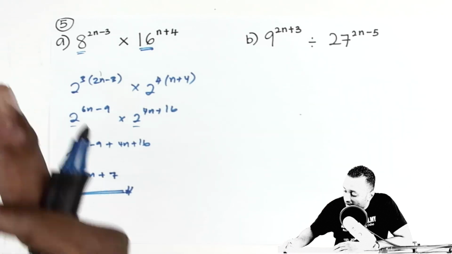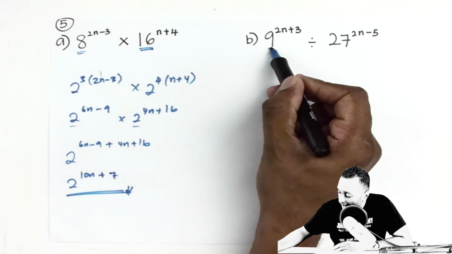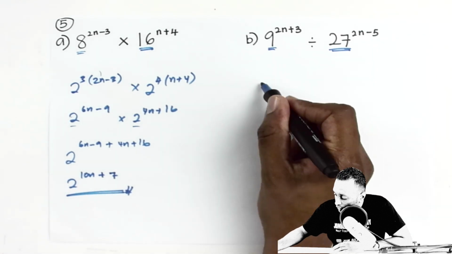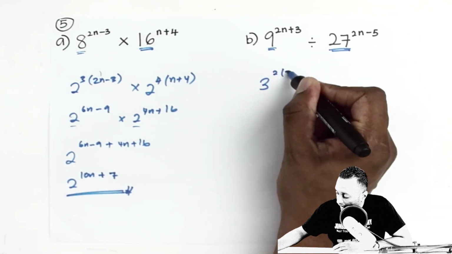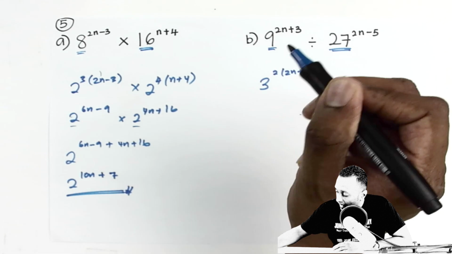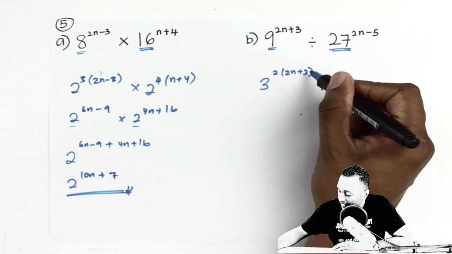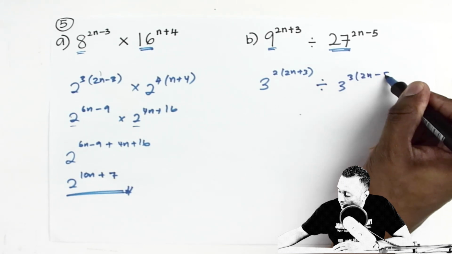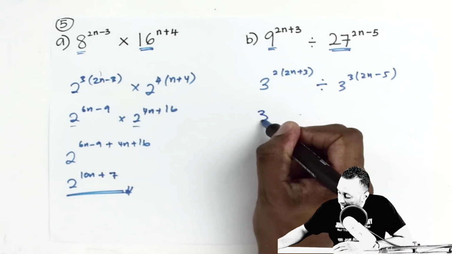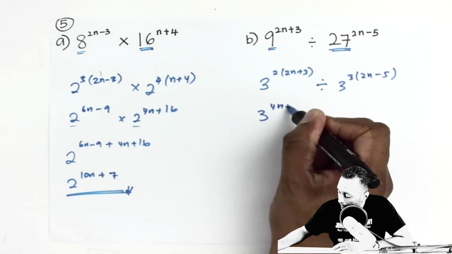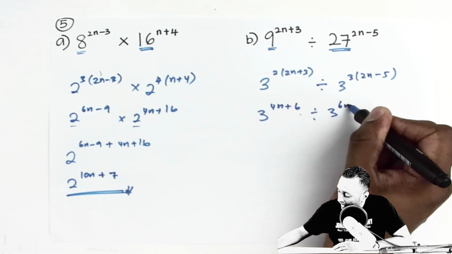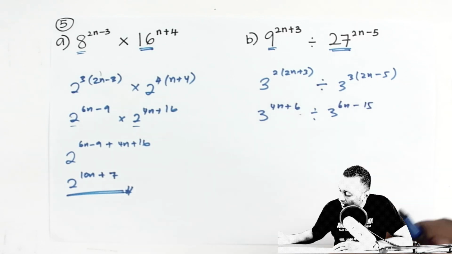Okay, let's look into another one more question. Question number 5b. So this is 9, 27. Same base means we change it to base 3. So 3 power 2. Here we're going to have 2n plus 3. Divide means we're going to have divide here, and then later we will minus. It's 3 power 3 and the bracket 2n minus 5. When we simplify this, 3 power 4n plus 6 divide by 3 power 6n minus 15. That's what we're going to get.